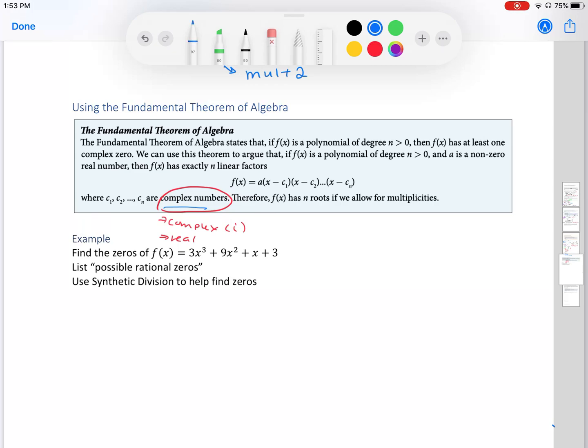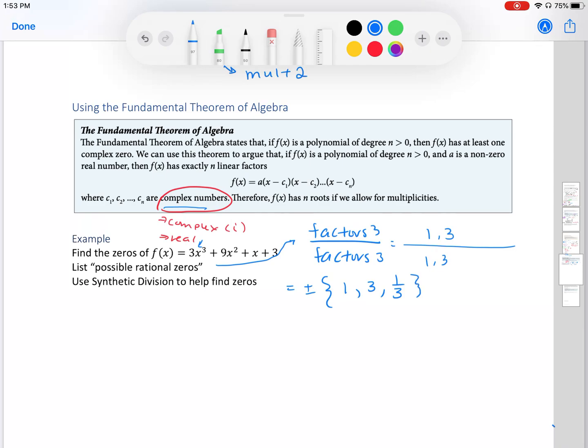All right, let's start off by listing possible rational zeros. We want factors of 3 divided by factors of our leading number, which is also a 3. So I can get 3 from 1 times 3, and that's it. So plus or minus 1 divided by 1 is 1, 3 divided by 1 is 3, 1/3, and 1 again. So that's it. All of my possible rational zeros are 1, -1, 3, -3, 1/3, and -1/3.